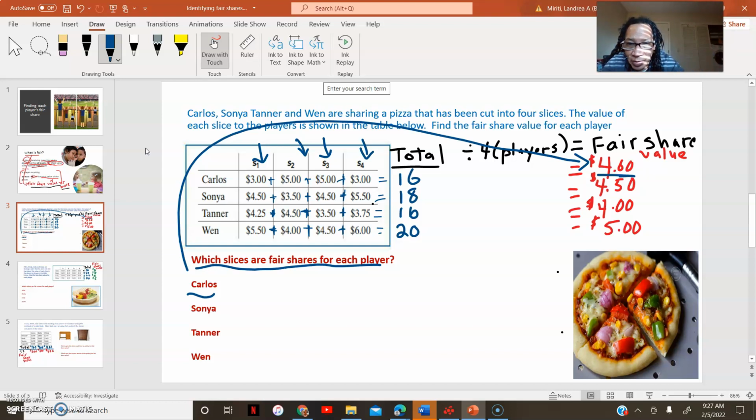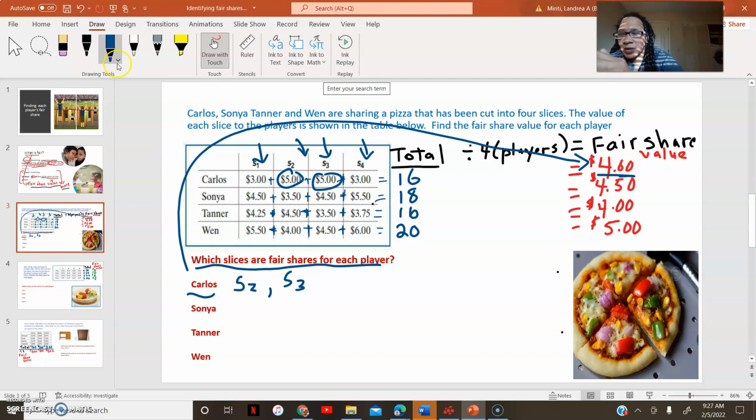And when we look at them, there's only 2 that are $4 or more. It's slice 2 and slice 3. So fair shares for Carlos would either be getting slice 2 or slice 3. What does that mean? If when they share this pizza, Carlos gets slice 2 or slice 3, he will have gotten a fair share in his eyes.